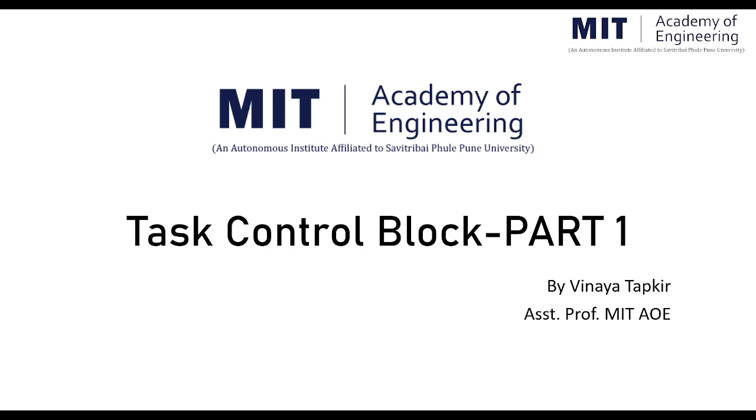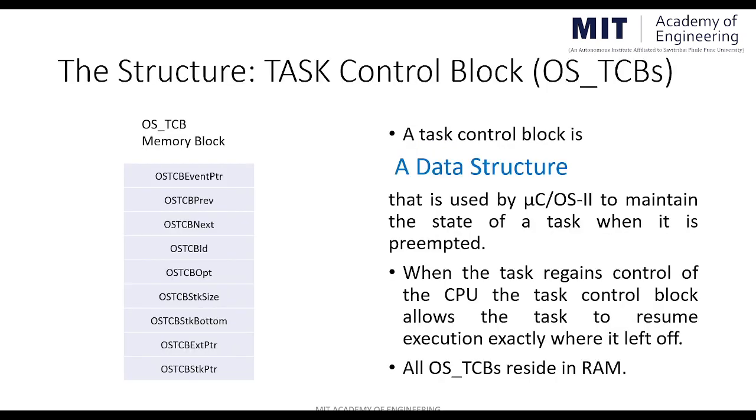So I have created two parts of this task control block, the task control block part 1 and the task control block part 2. Now here we have to start the task control block part 1. Now, the task control block is a structure, which is denoted as OS_TCB in the kernel.